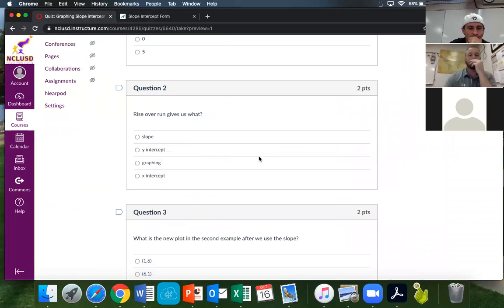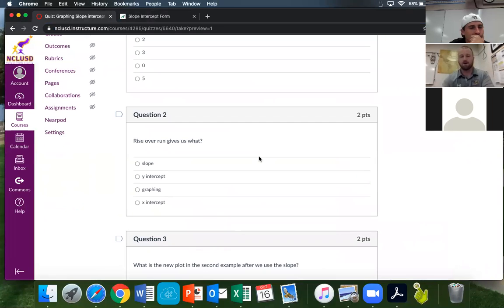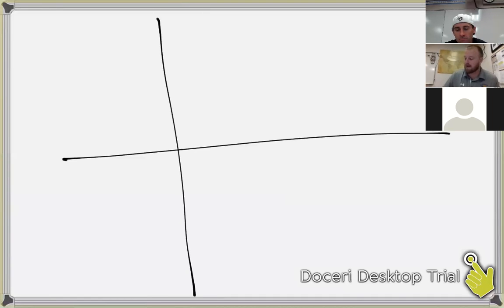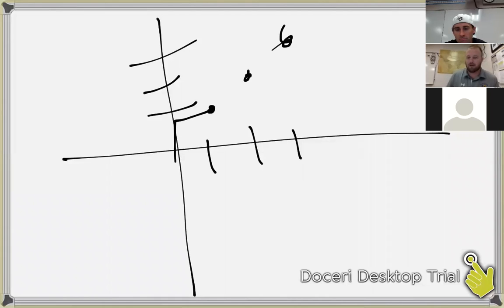We just went over rise over run. Rise over run gives us what? What did that give us? Remember, it was part of the last question, when we did the rise, 1, 2, 3. My plot was here, here, and here. That rise over run gave us what? I'll give you a hint. It's the same as the m.